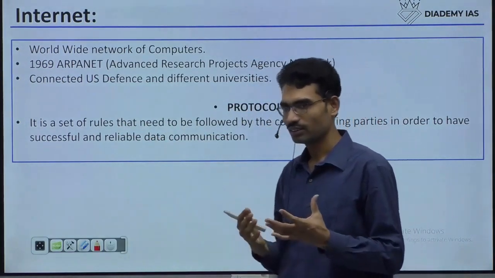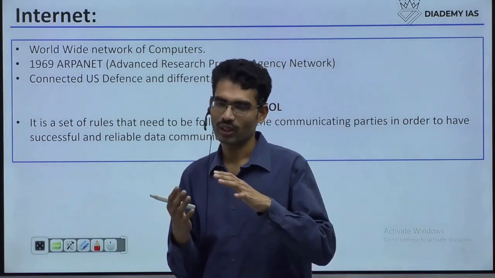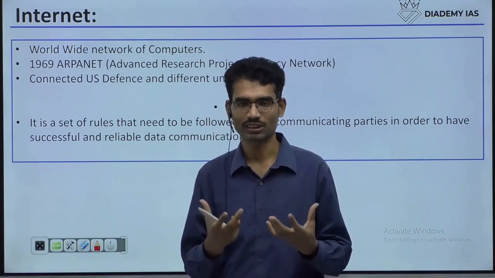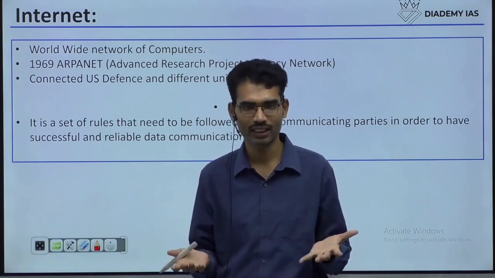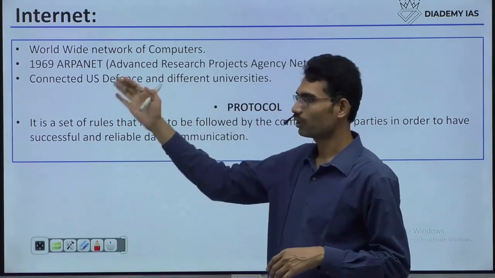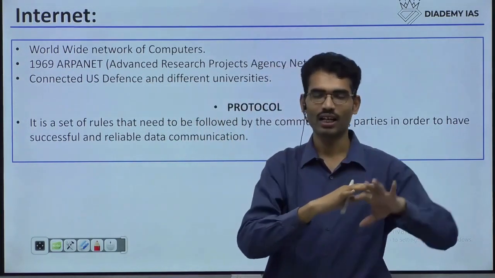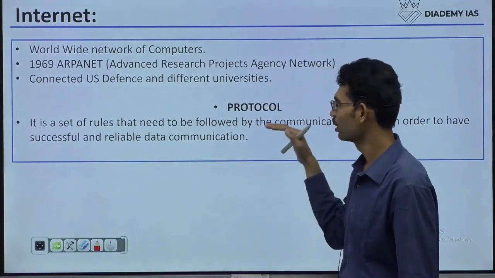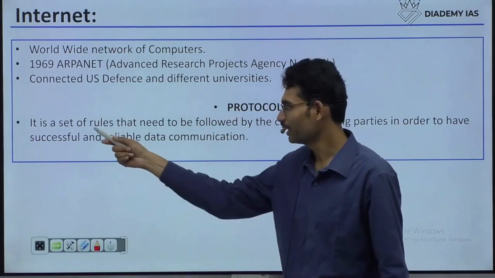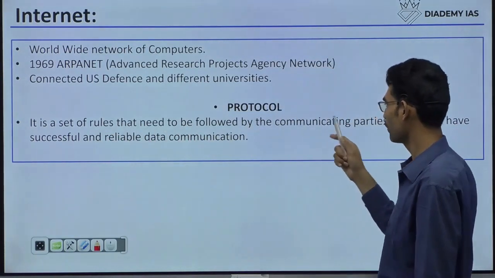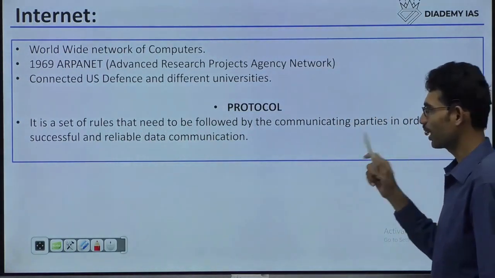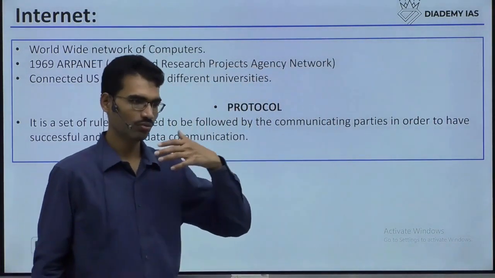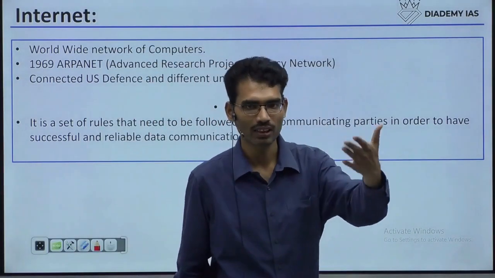Protocol. Again, similar to understanding human language and machine language, there should be a set of instructions. At the machine level, only ones and zeros can be understood. Similarly, when one computer sends a signal to another computer, there should be some kind of set of rules. These rules we call protocol for communication. It is a set of rules that need to be followed by the communicating parties in order to have successful and reliable data communication.